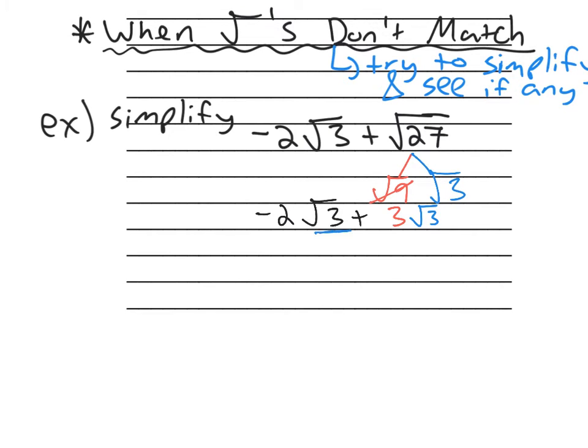Now we have matching roots. We're going to do our math with the front numbers. Negative 2 plus 3 is 1. So our answer will be 1 root 3, or just root 3.